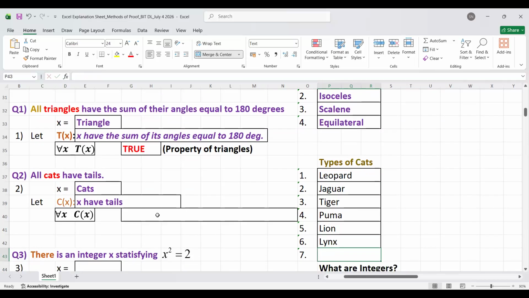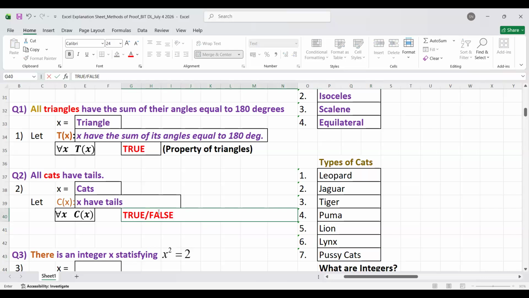Now the question is, all these cats that I've listed here in the family of cats, including your domestic cat, your pussy cat, do they all have tails? Is it true or false? True. False. Okay, somebody said true, somebody said false.